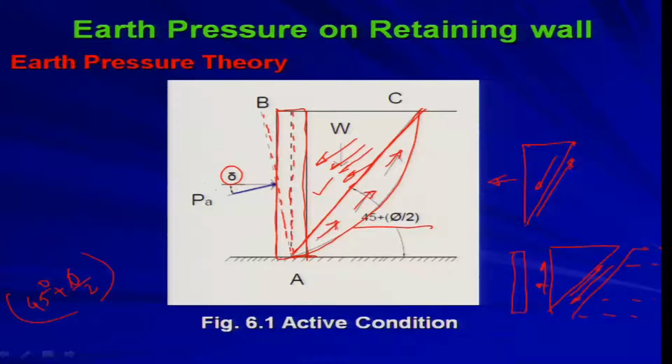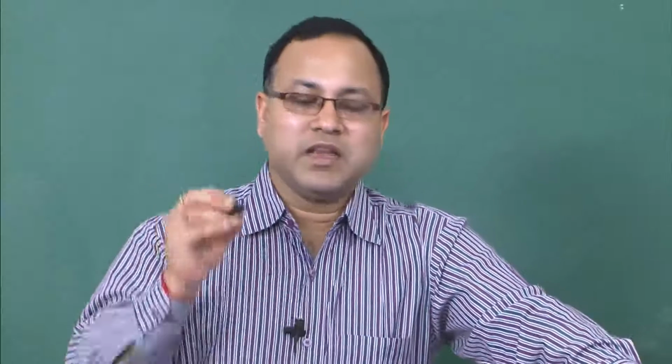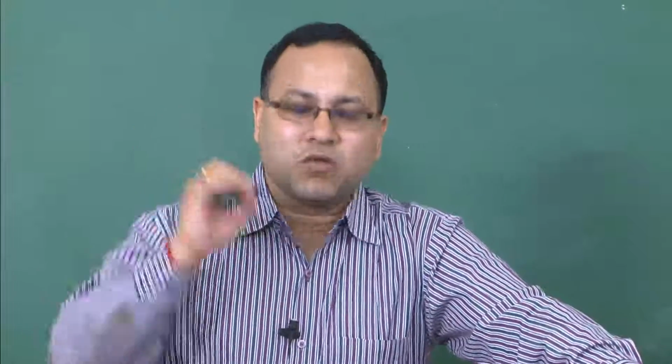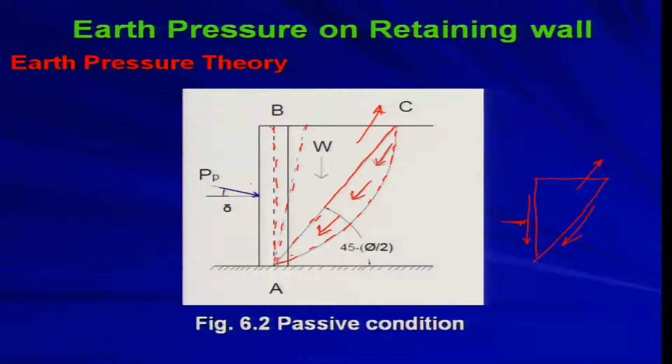If delta is 0, that is, if the wall is smooth, then PA will be completely horizontal. If delta is not 0, then you will have PA which is inclined with the horizontal. Similarly, a similar situation happens for passive pressure also.